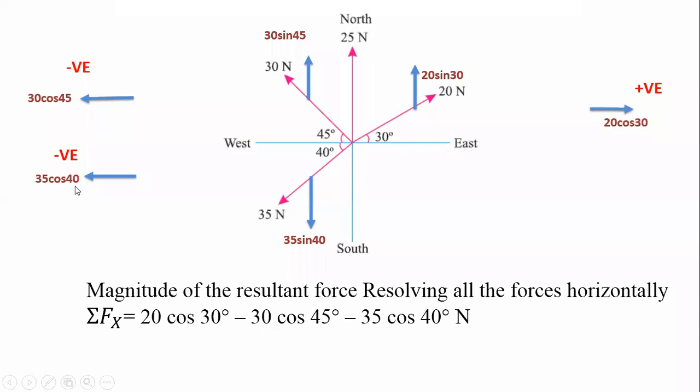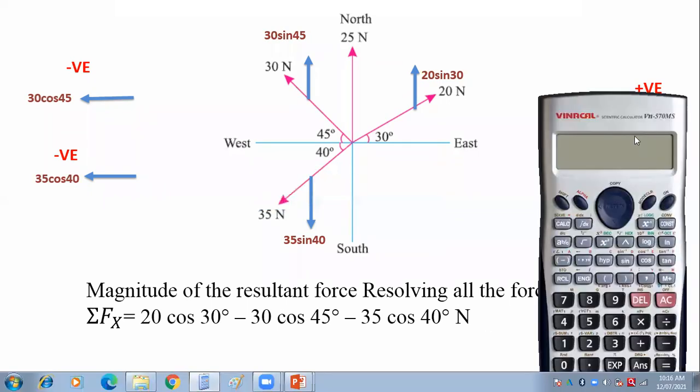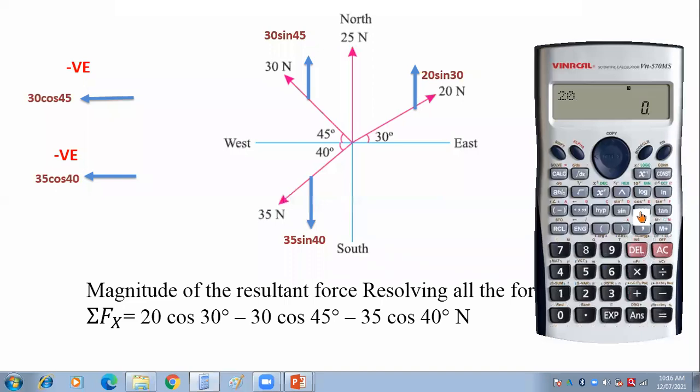And this third force is also going in the left side. That's why we're taking it as a negative, minus 35 cos 40. Now once you have put all these values in, let us calculate this one. Now the first force is of 20. Very accurately we have to put this value in the calculator.